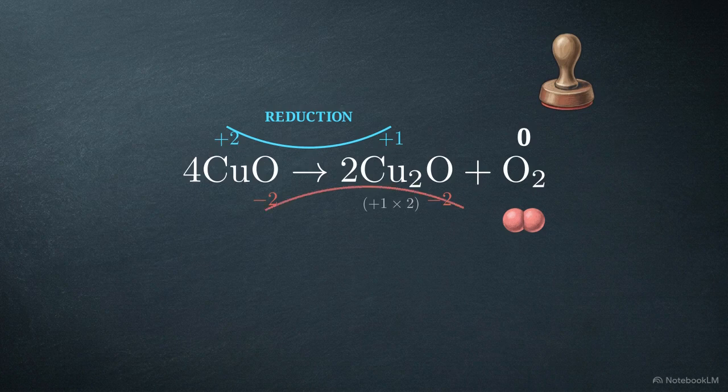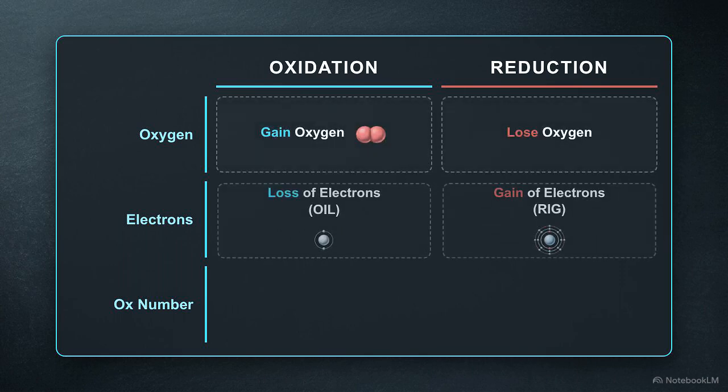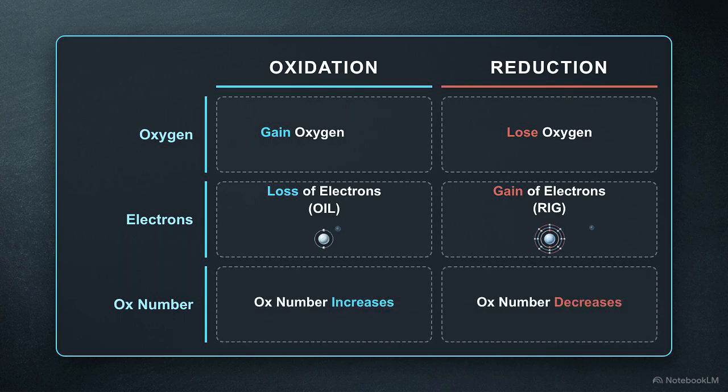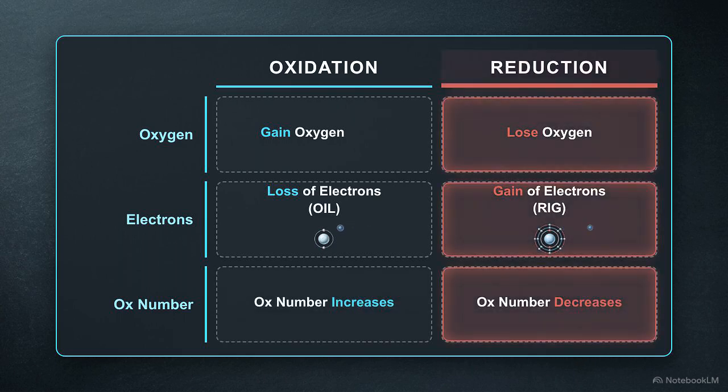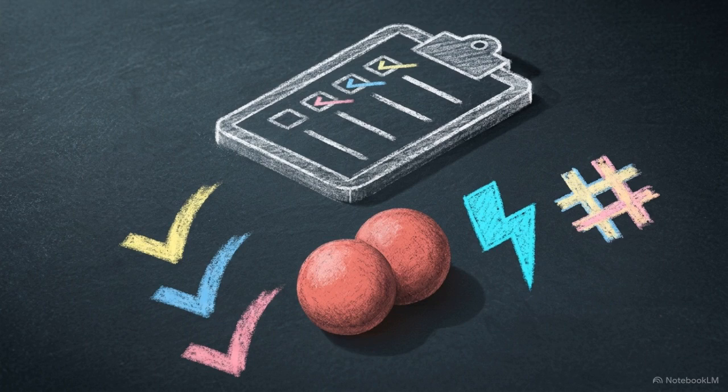Copper drops from +2 to +1, so it has been reduced. Oxygen moves from -2 up to 0, so it has been oxidized. This grid summarizes the entire framework. You can prove oxidation by a gain in oxygen, a loss of electrons, or an increase in oxidation number. Reduction is the inverse. Internalizing this three-dimensional framework provides a consistent, objective checklist. It ensures every reaction is judged by measurable changes in oxygen, electrons, or oxidation states.